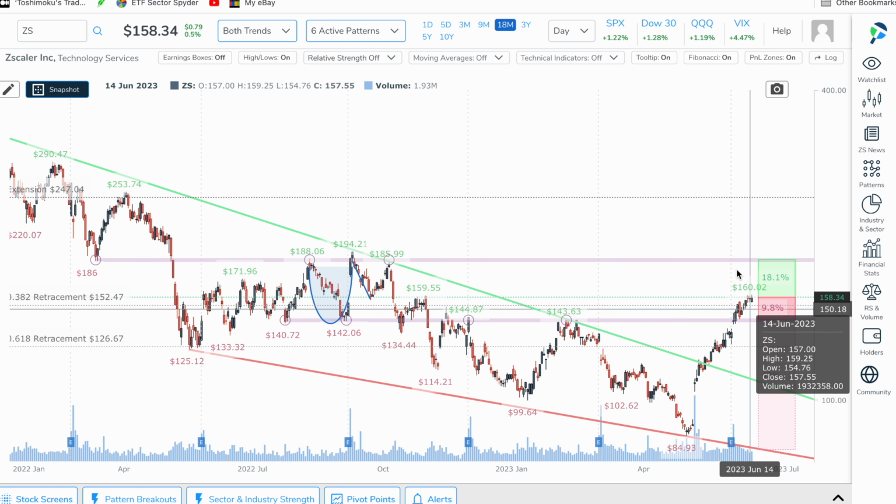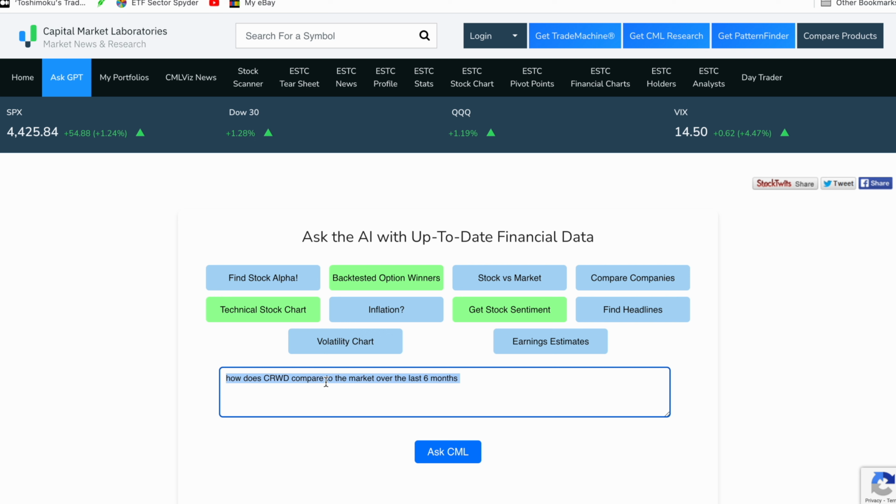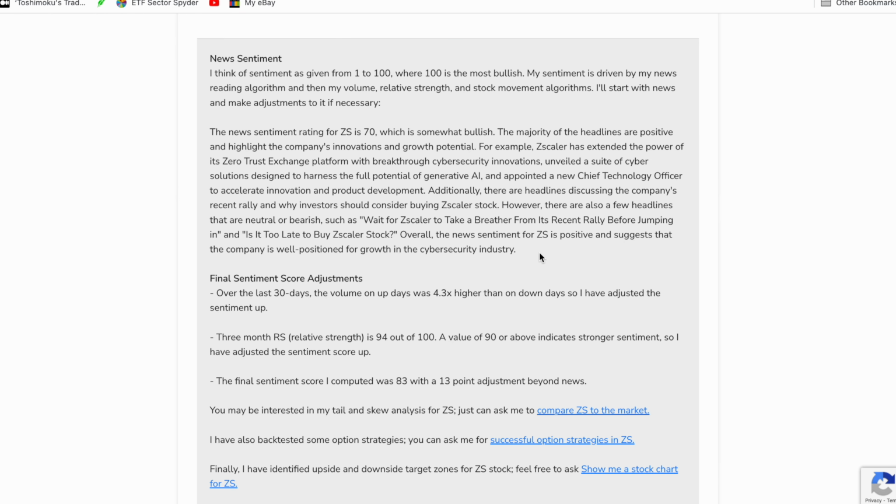So let's go into CML Viz's ChatGPT finance tool. We're going to say, what is the current sentiment for ZS, and see what that spits out. All right, so here we go. Based on the news, it has been somewhat bullish. It gives the news a bullish score of 70.